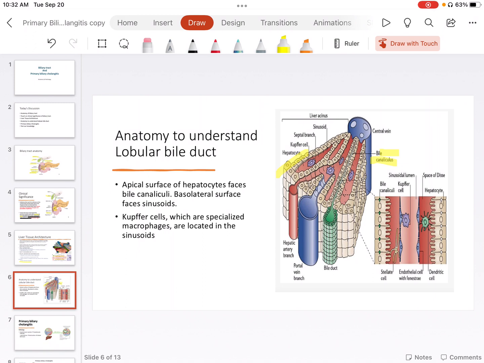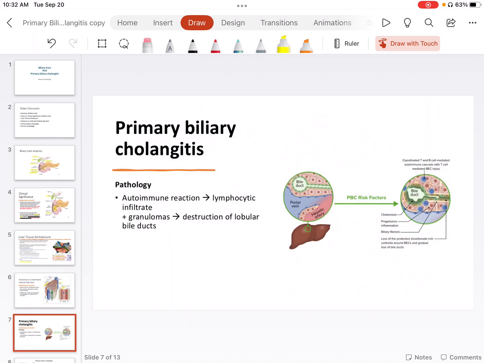Then where are the sinusoids? Sinusoids are here, the red part. This is the basolateral surface of the hepatocyte. Inside the sinusoid, there are Kupffer cells, which are the purple cells, specialized macrophages located in the sinusoids. Okay, next. It's time for primary biliary cholangitis, which is an important topic.